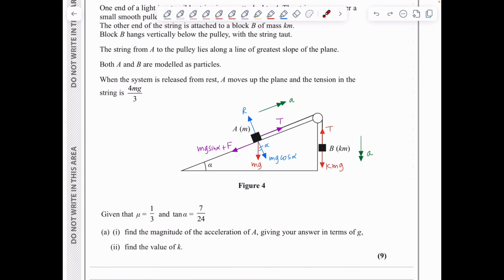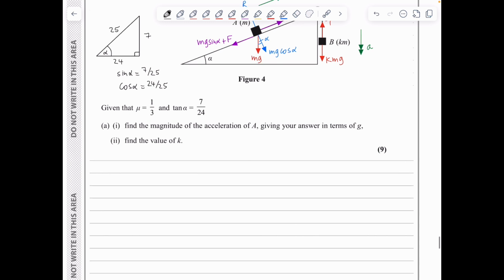We can also quickly draw a right angle triangle to find sine alpha and cos alpha. We've been told that tan alpha is 7 over 24. So it's a 7, 24, 25 triangle, which means that sine alpha is equal to 7 over 25 and cos alpha is equal to 24 over 25, so that we can proceed in finding the magnitude of the acceleration of A, giving our answer in terms of g.